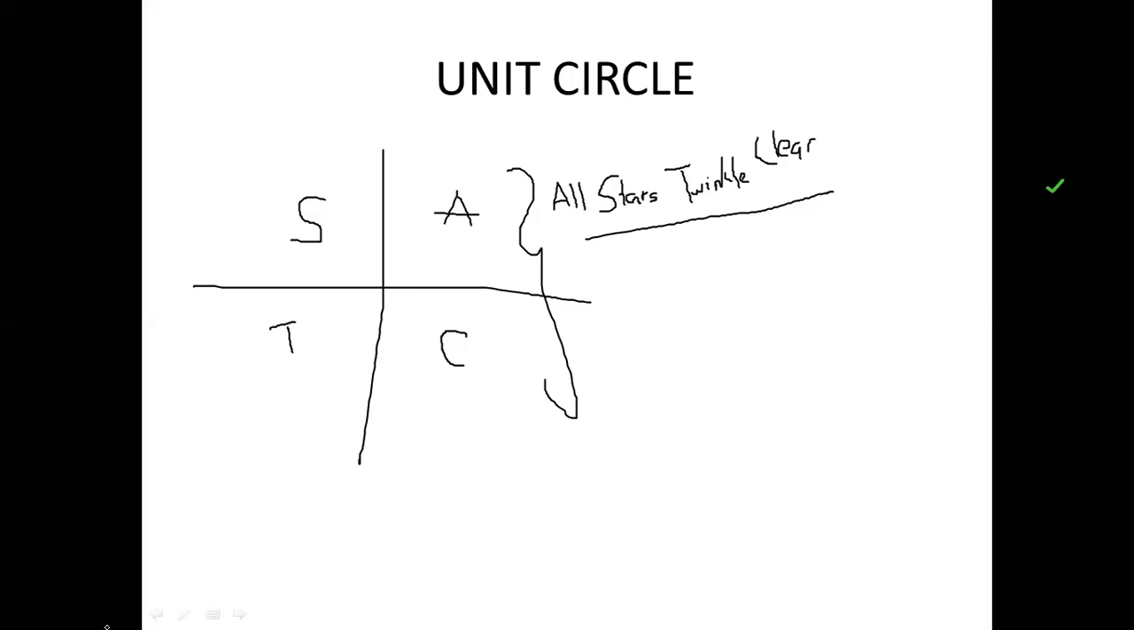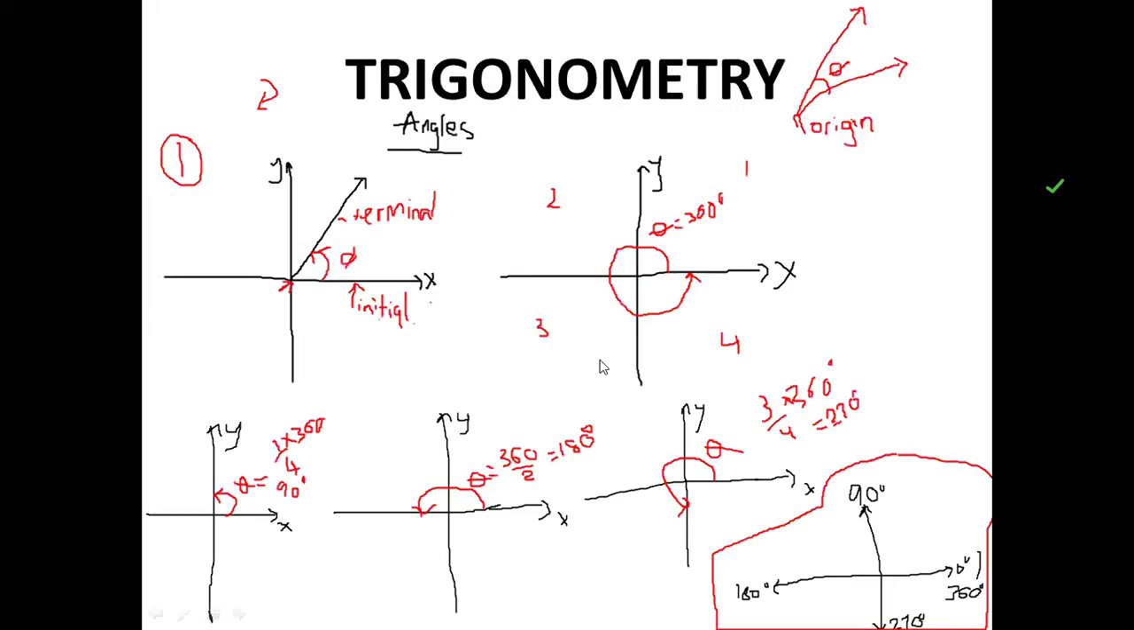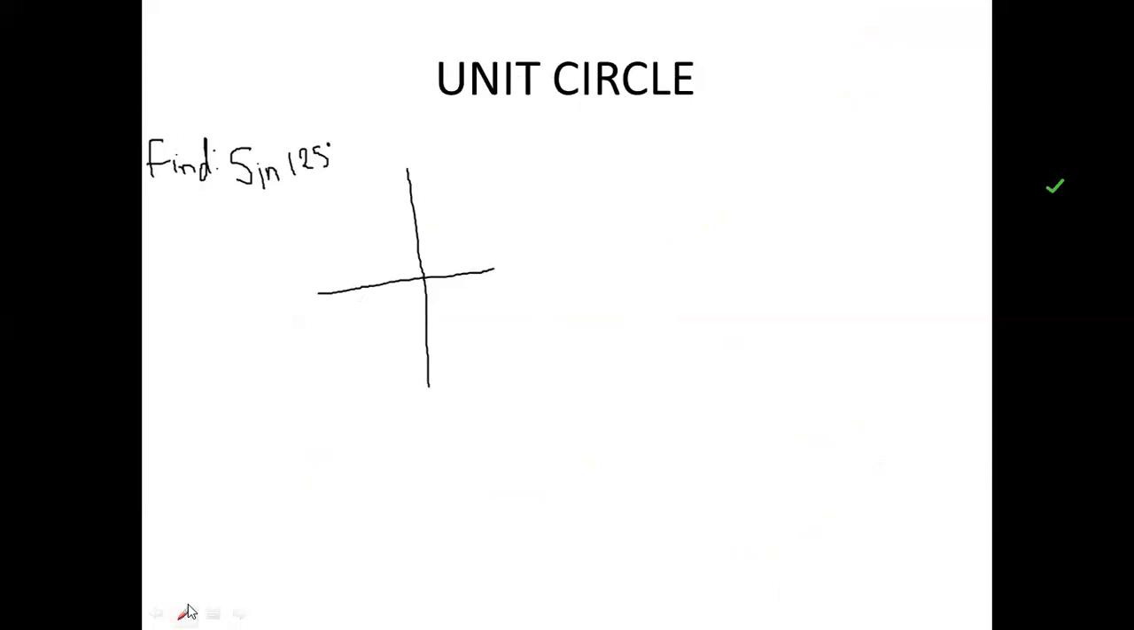So let's look at a few examples. Let's find the value of sine 125 degrees. This is our unit circle, so we're going to use this to help us label. This is 90. This is 180. This is 270. This is our starting point, which is 360 degrees also.